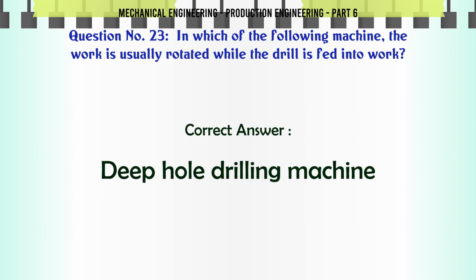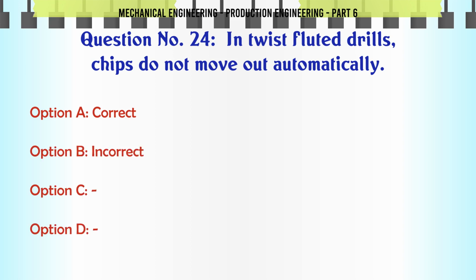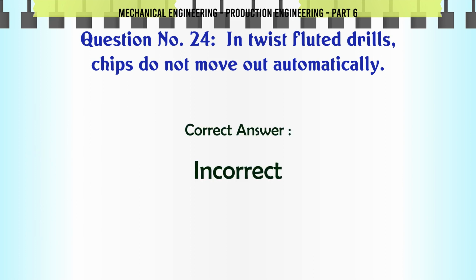The correct answer is deep hole drilling machine. In twist fluted drills, chips do not move out automatically. A. Correct. B. Incorrect. C. D. The correct answer is incorrect.